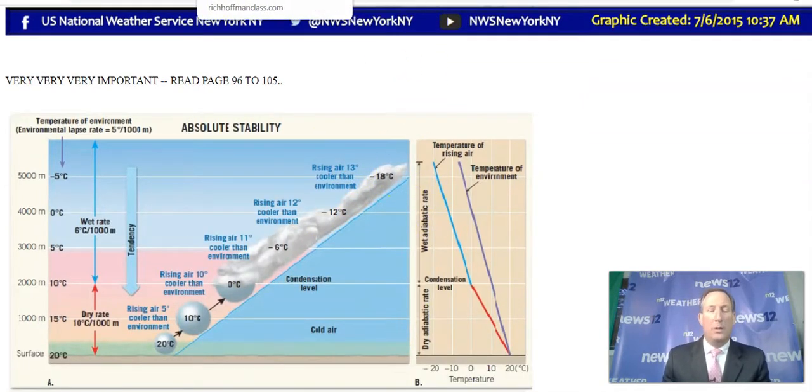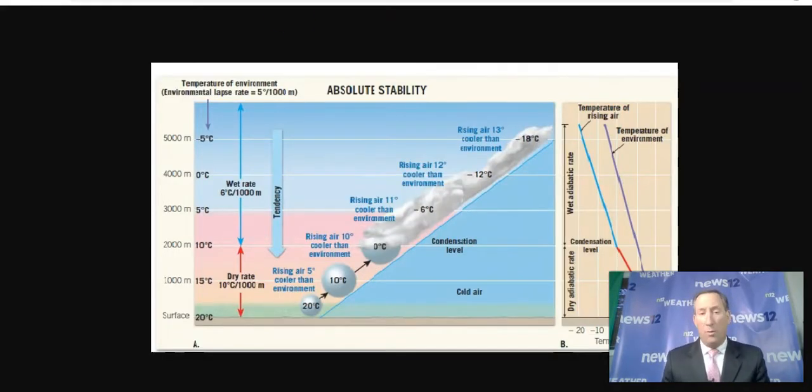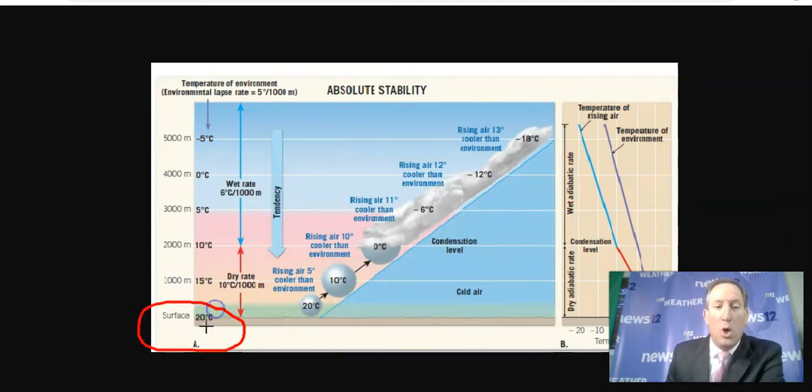Okay, so let's take a look at what's happening. You guys all remember this chart. We drew the diagrams. On the left-hand side is the temperature of the environment. Remember, we use that to figure out the environmental lapse rate. So take a look with me here. Notice at the surface, the temperature will be a given. In this case, it's 20 degrees Celsius. Your environmental lapse rate here is 5 degrees Celsius per 1,000 meters.